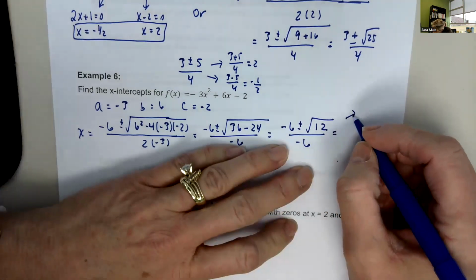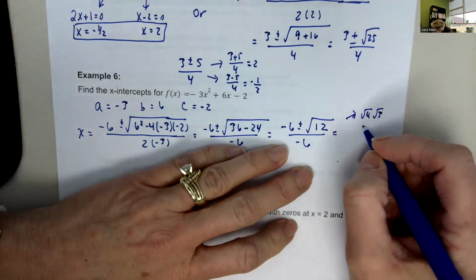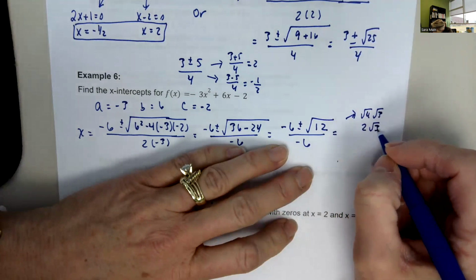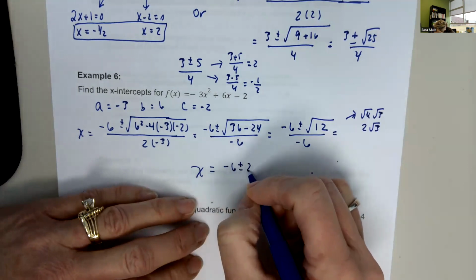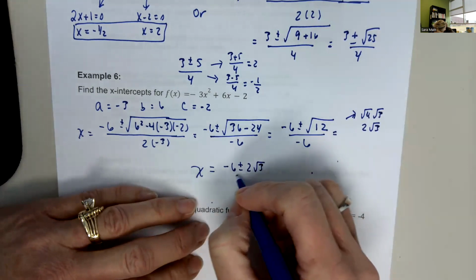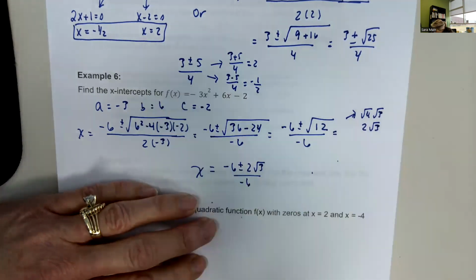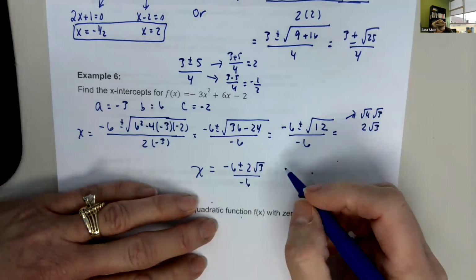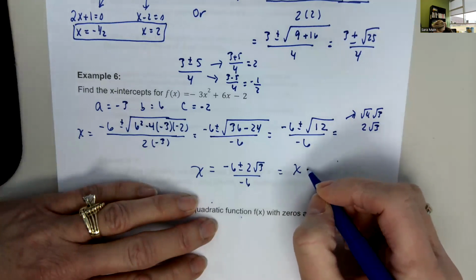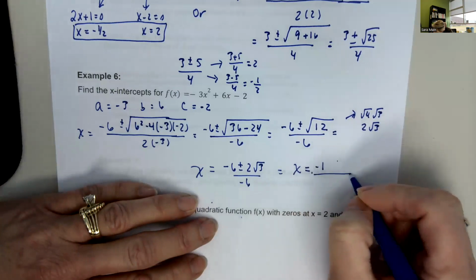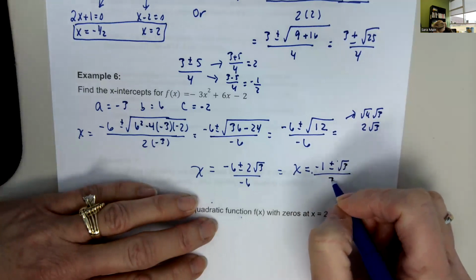The square root of 12 could be the square root of 4 times the square root of 3. So it's really 2 times the square root of 3. So the x-intercepts are negative 6 plus or minus 2 times the square root of 3 over a negative 6. And we could simplify that into x equals a negative 1 plus or minus the square root of 3 over a negative 3.